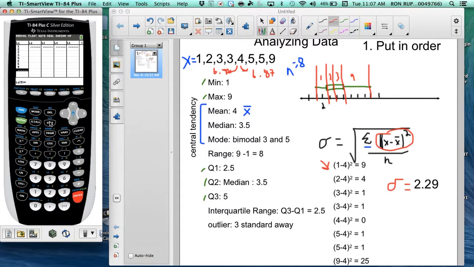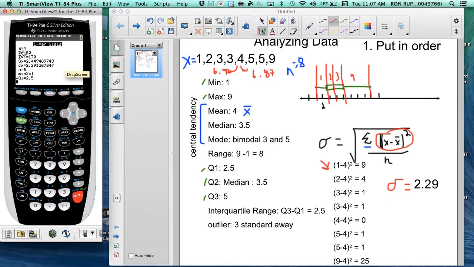Once you have your list, go back to Stat, go over to Calculate, and you want to do one variable stats. So if you hit Enter, you want to make sure your list is in there. We'll talk a little bit about frequency tables, but for now, don't worry about it. So we'll just leave our frequency list blank, and then you hit Calculate. And we'll find out how good my math was here in a minute.